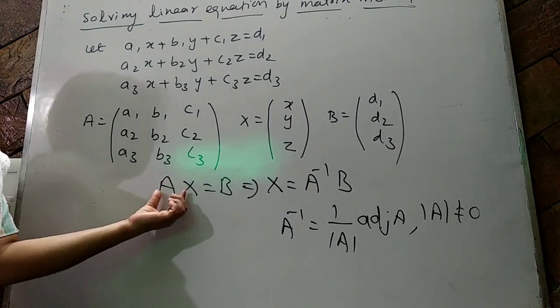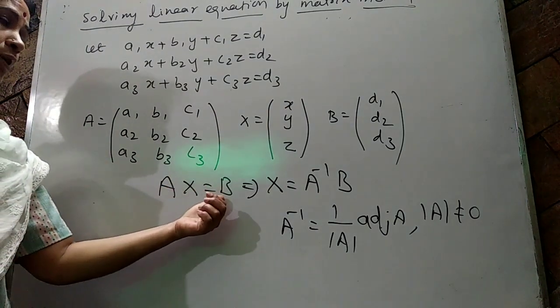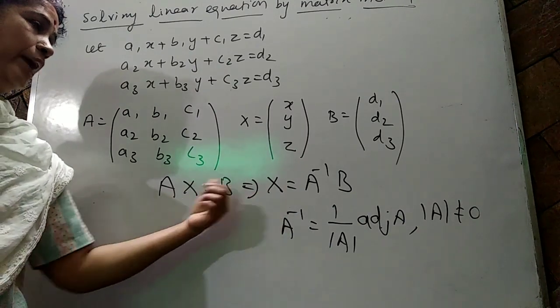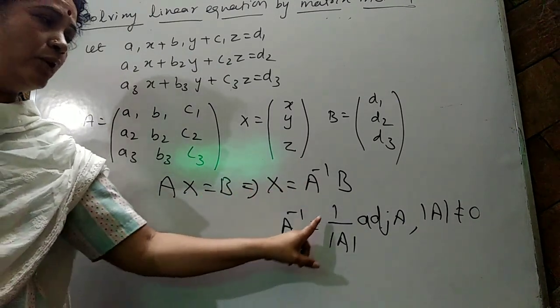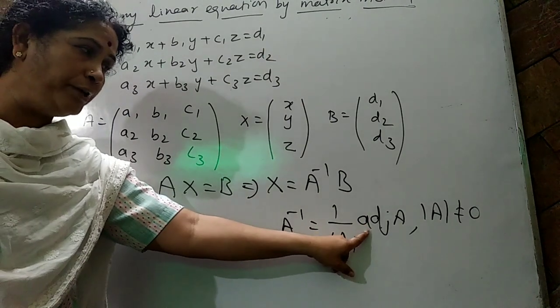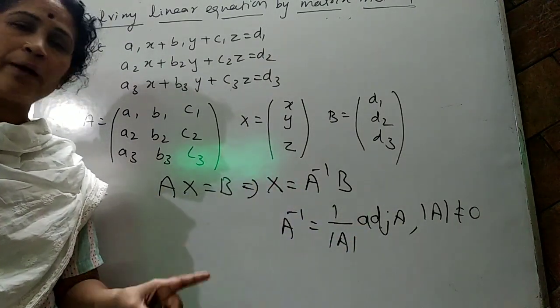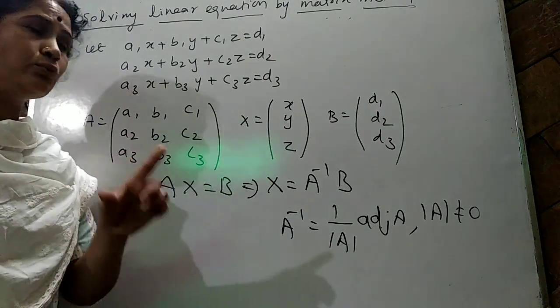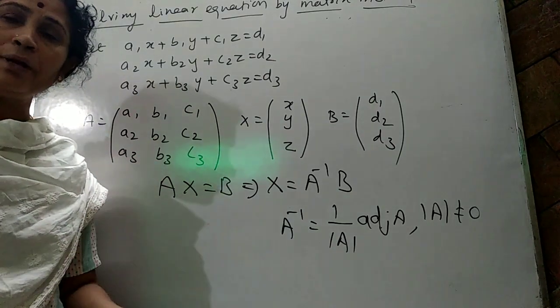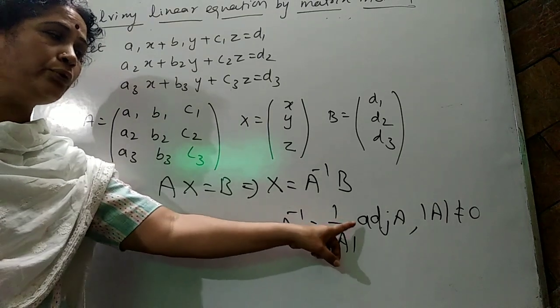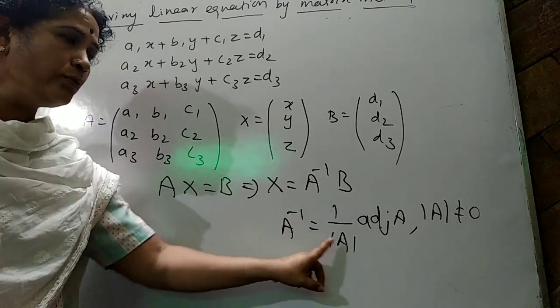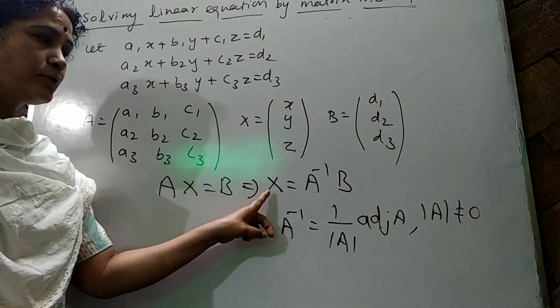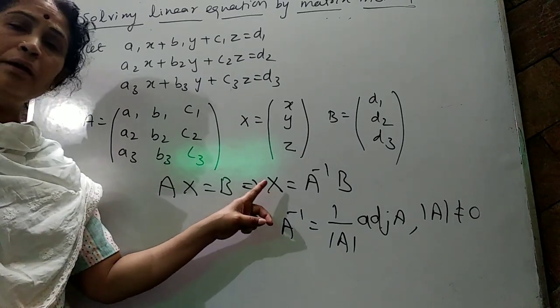Now what I told you, the system can be written as A into X is equal to B, where X is equal to A inverse B, and A inverse equals 1 by determinant of A into adjoint of A. So use minor and cofactor, not elementary operation. Unless they ask you to use elementary operation, use minor and cofactor. You know how to find A inverse. Then we will find the value of x, y, z.